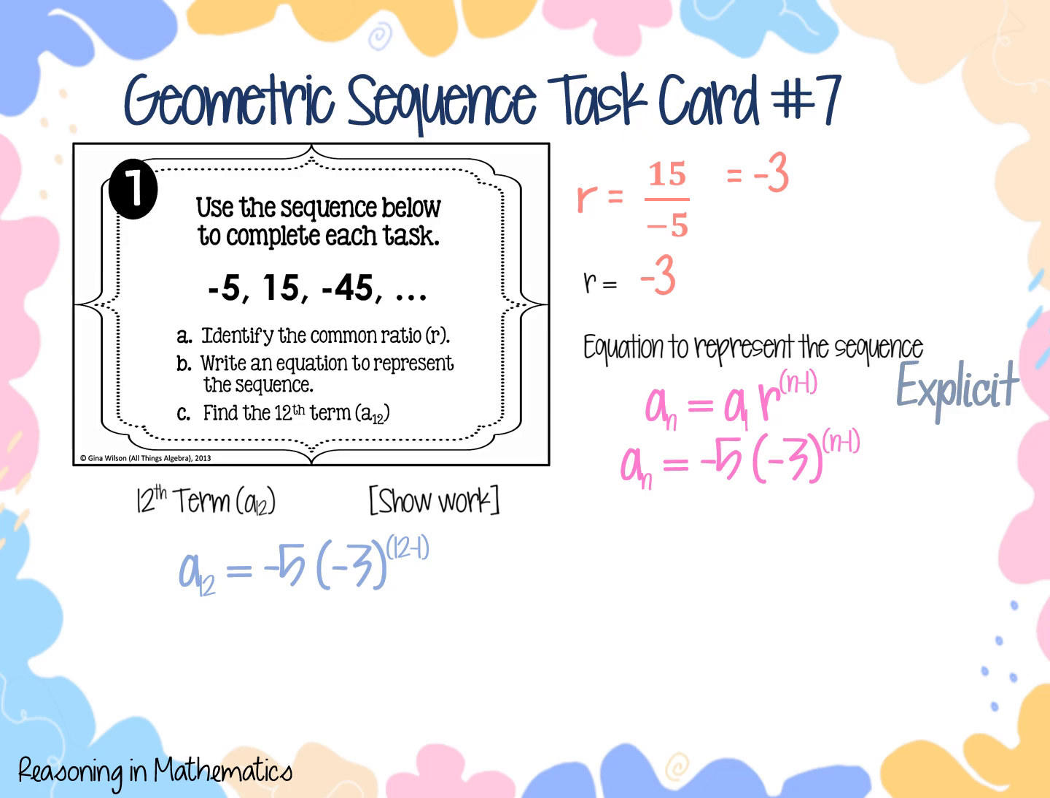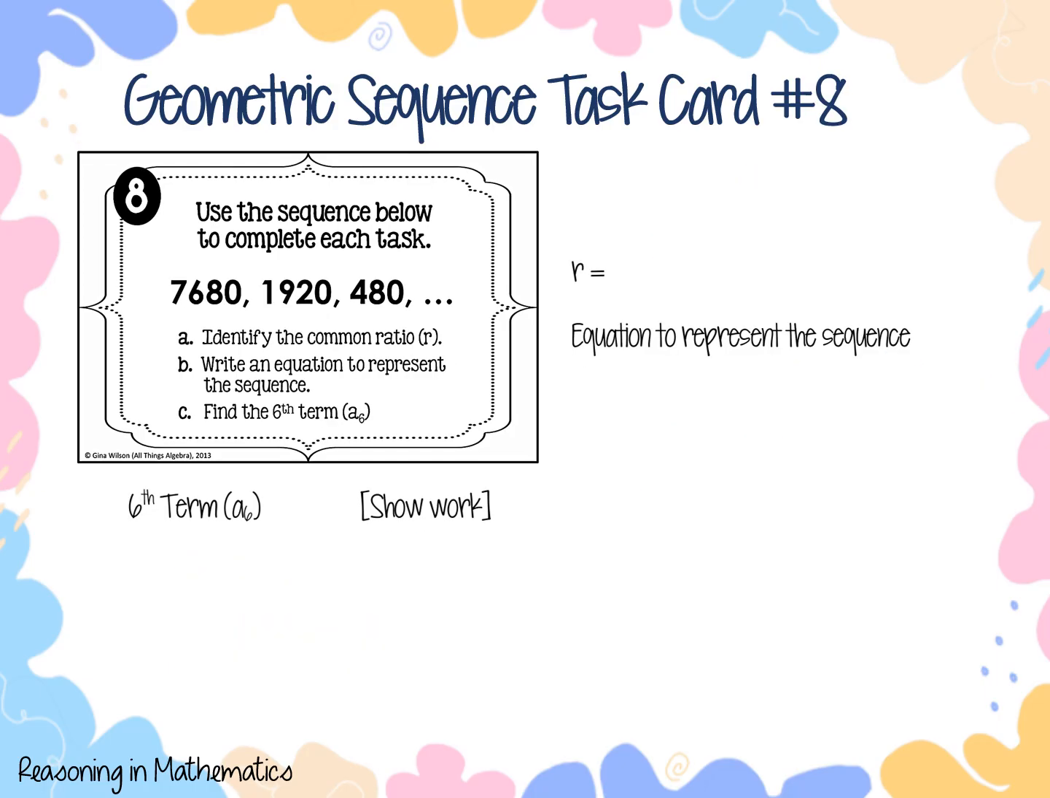So we're putting 12 in place of the n's. Calculate. The exponent is going to be 11. Put it in that way, it's probably going to be helpful. A sub 12, the 12th term in this sequence, is 885,735.